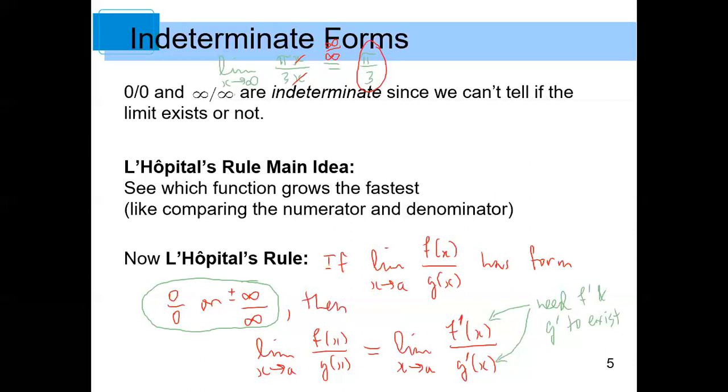So if it's of the form 0 over 0 or infinity over infinity, then the limit of that ratio is equal to the limit of the derivatives of the ratio with derivatives replacing the original functions, okay? That's it. Any questions on that before we start doing some examples?